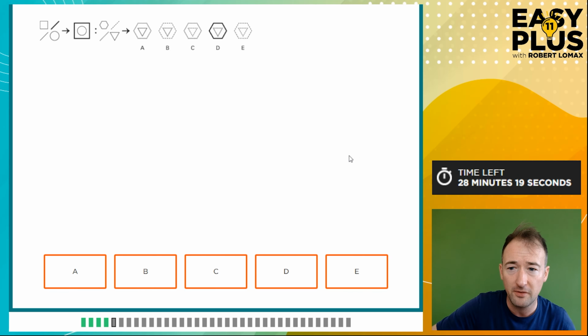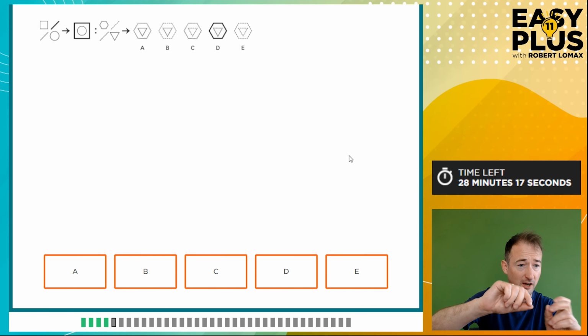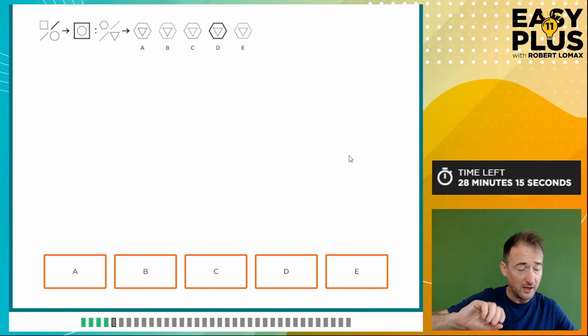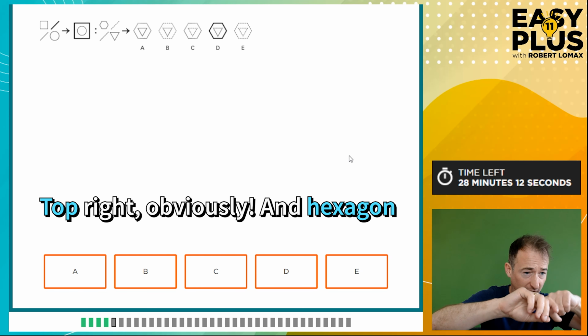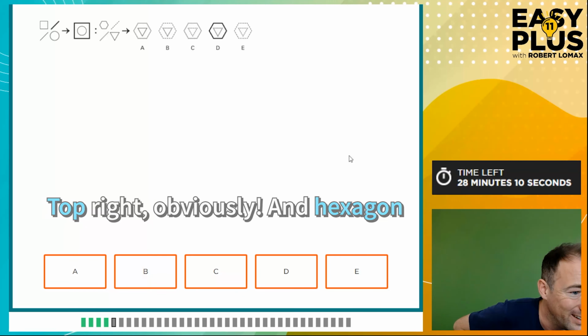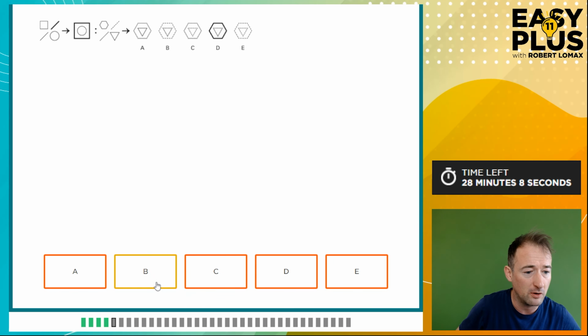So we can see that the triangle, if it takes the bottom left diagonal line, is going to be close dotted, and the pentagon taking the bottom right is going to be dashed. Okay, so close dotted triangle and dashed pentagon, that's option B.